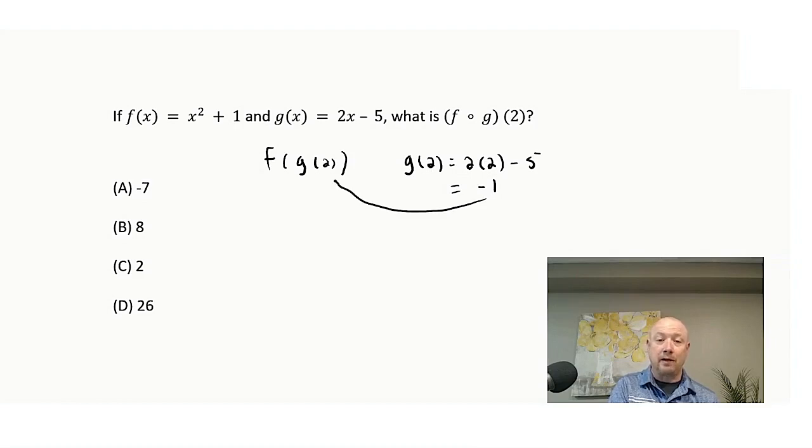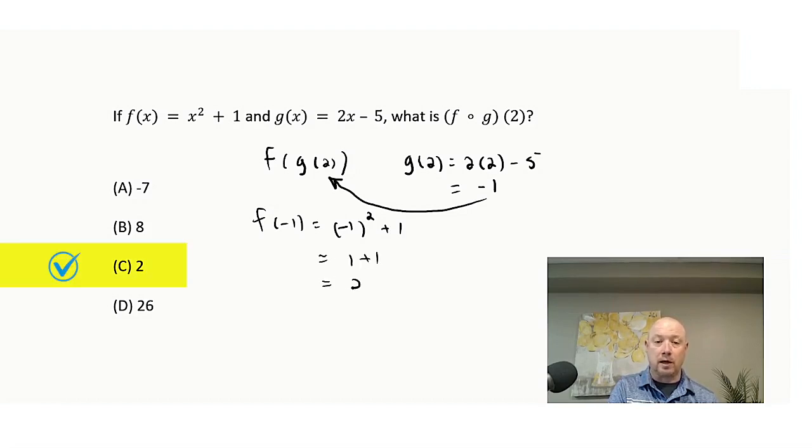So that means my -1 gets plugged in for g of 2. So I get f of -1. So that means I'm going to plug in -1 into my f function. So I get -1 squared plus 1, which would come out to be 1 plus 1. So our answer here would be 2.